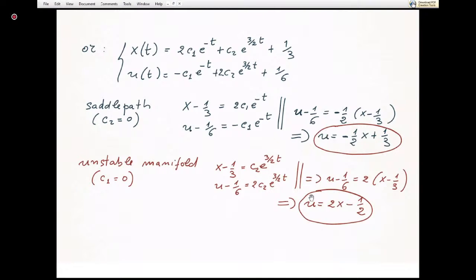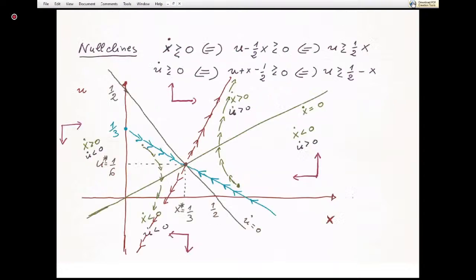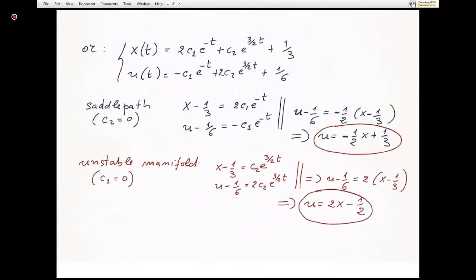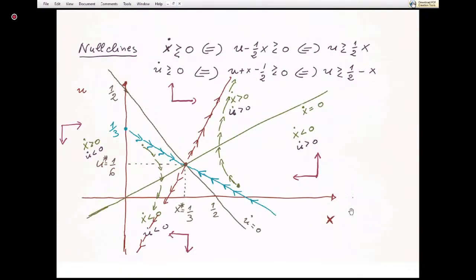So this line, and try to understand what happens from a dynamic viewpoint in just looking at the plane of the joint movement of the state variables and no longer at the time paths. We don't have any more dependence on time here. We are in the plane x, u. Of course, both variables depend on time, but we focus on their joint movement in the plane.